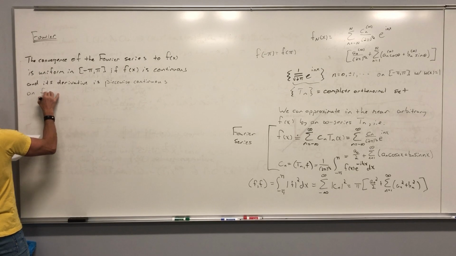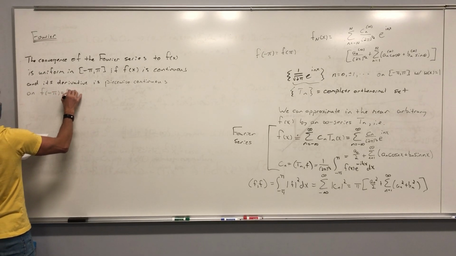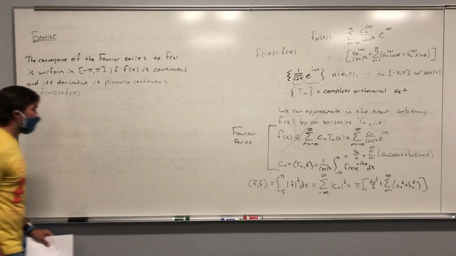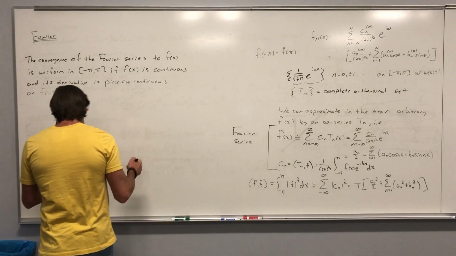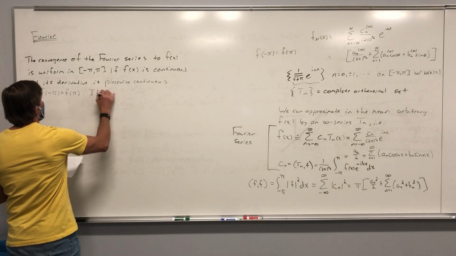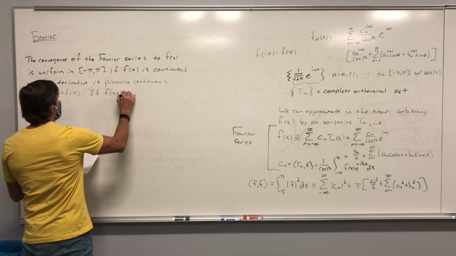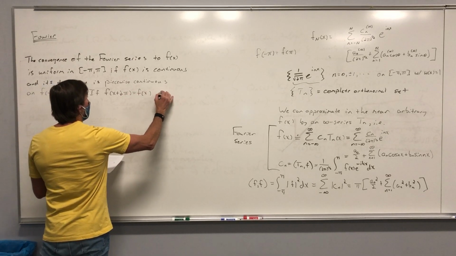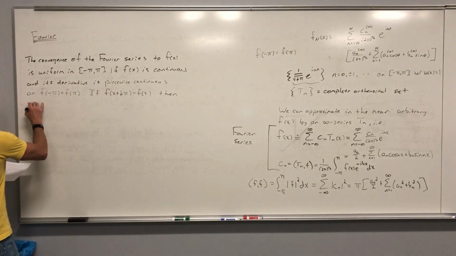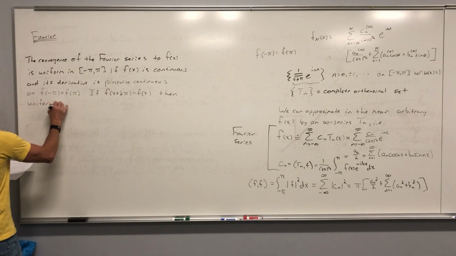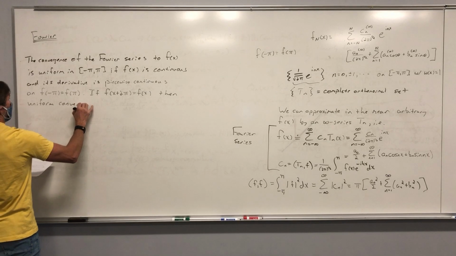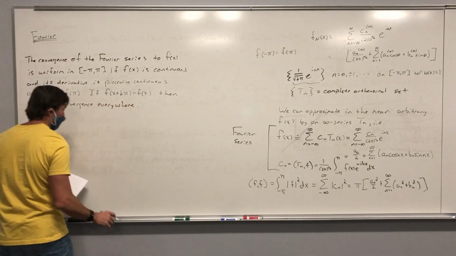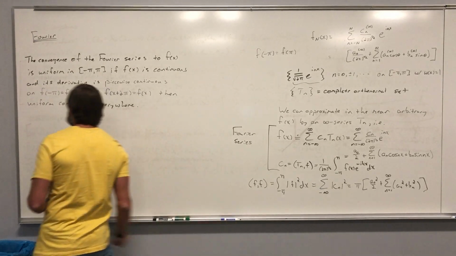And f of minus pi equals f of pi. Okay? We can add in one more comment. If f of x plus 2 pi is equal to f of x, then it's uniformly convergent everywhere. Okay?